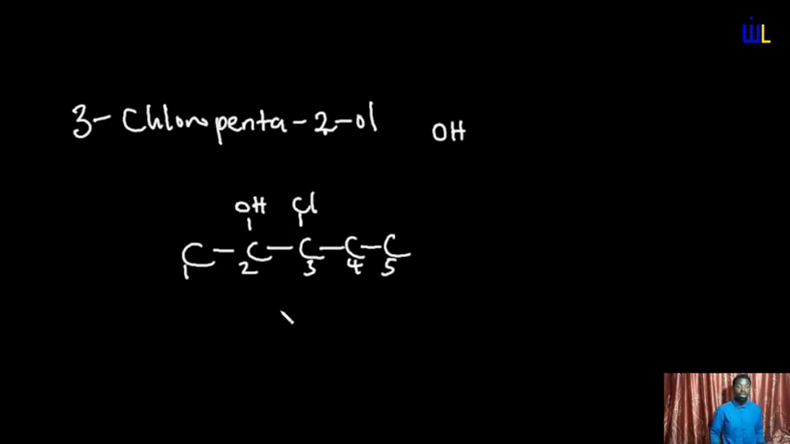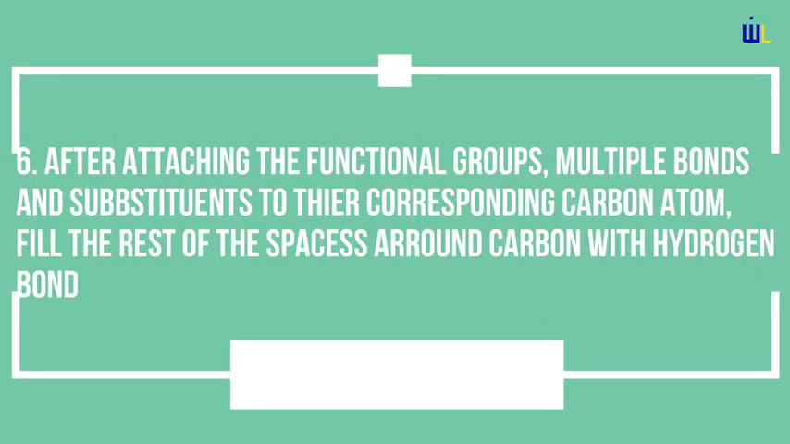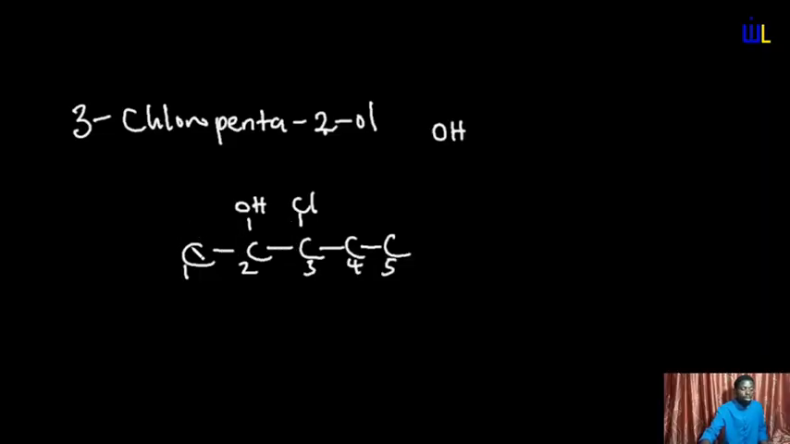Then we go to the final rule. What's the final rule? After you are done attaching the multiple bonds, the functional groups, and the substituents, you simply fill up the carbon atoms with hydrogen. Now, we have earlier stated that carbon can only form 4 different bonds. So when I'm filling it up, I just check what is the remaining number of bonds to this carbon atom and fill it up with hydrogen.